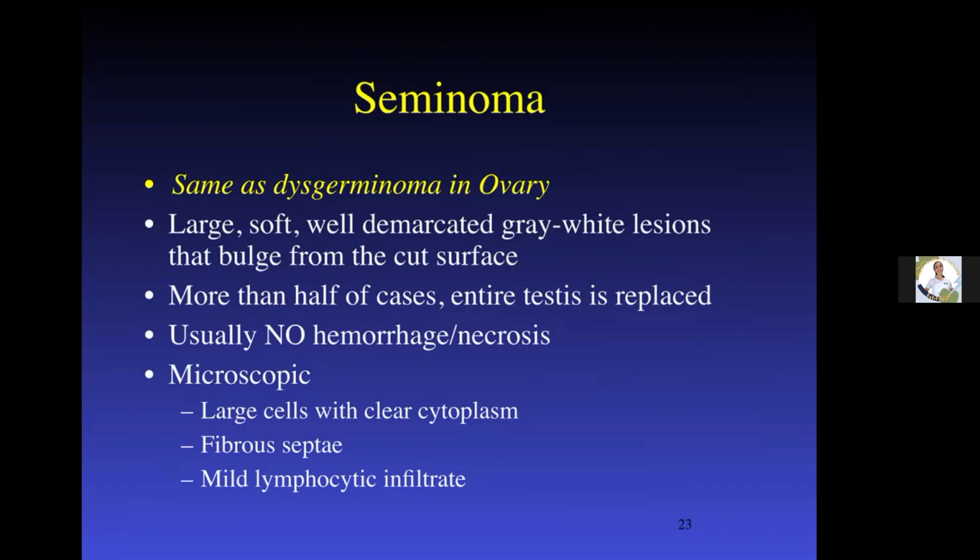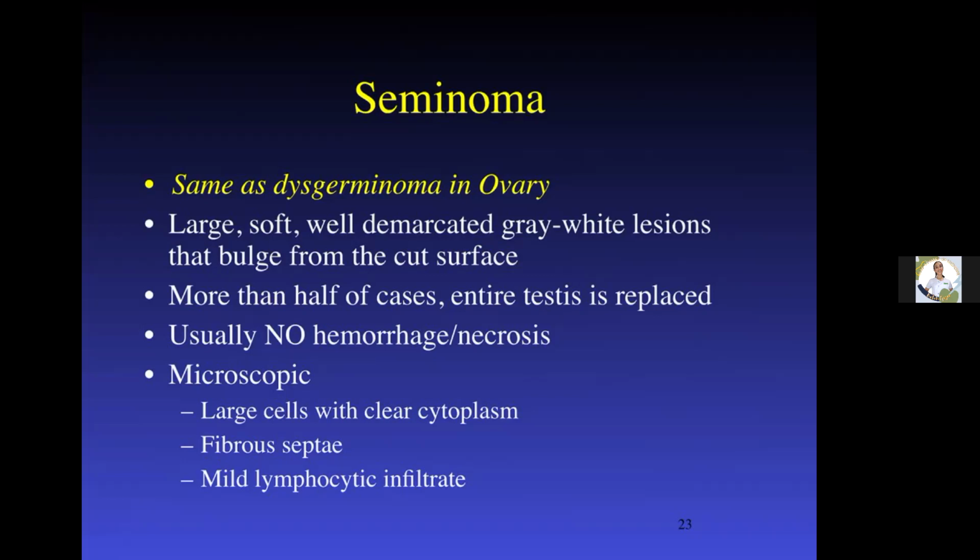In more than half of cases, the testis is entirely replaced by the tumor. So when you do a cut section of the testis that is affected by the tumor, almost all is covered by the neoplastic cells or by the tumor. You cannot see normal testicular tissue anymore. Usually, there is no hemorrhage and there is also no necrosis.